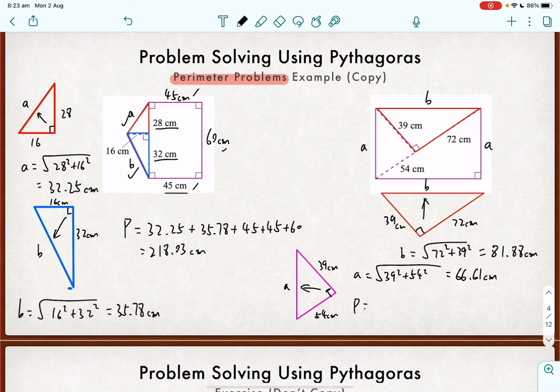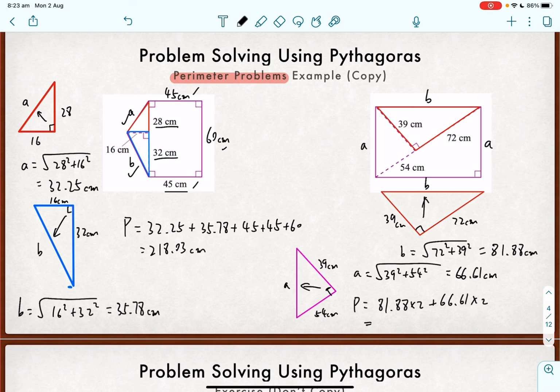So, actually we have all of them known because the opposites are the same. So the perimeter, the total on the outside, is, you got 2 A's and 2 B's because the opposite is the same. So I'm just going to double it here. So 81.88 times 2 plus 66.61 times 2. That would be 296.98 centimeters. Okay, don't forget your unit. So too easy. Don't forget. Okay, cool.